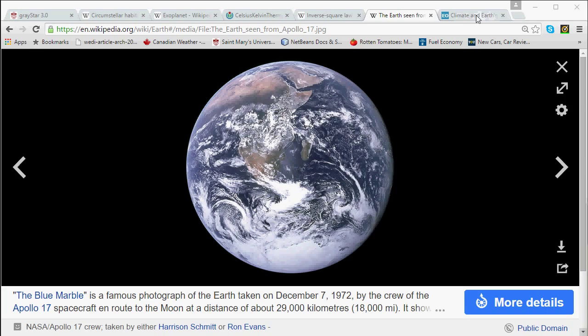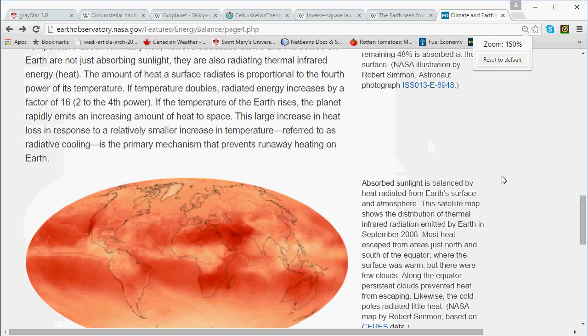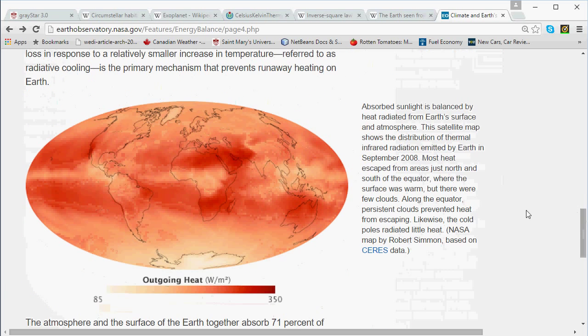In fact, we can see this from space. I found this image at NASA's Earth Observatory website, and this is an image that shows infrared emission from the planet Earth, that in the infrared band, the planet Earth is glowing like a star with infrared radiation. And that emission of incandescent radiation in the infrared band is cooling the Earth off.